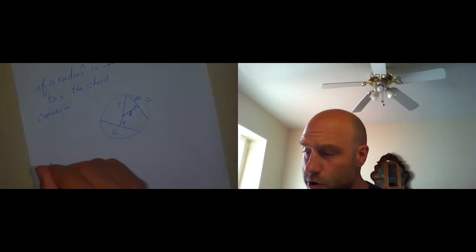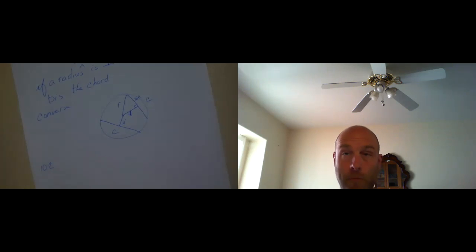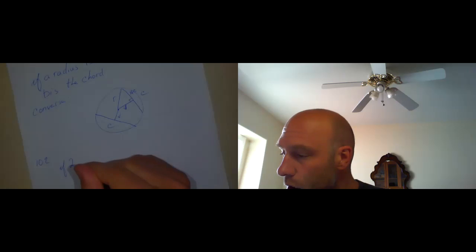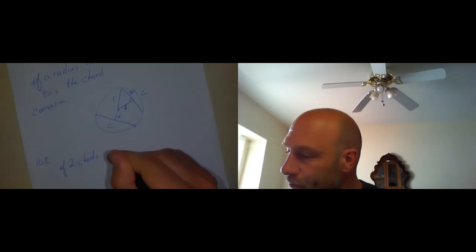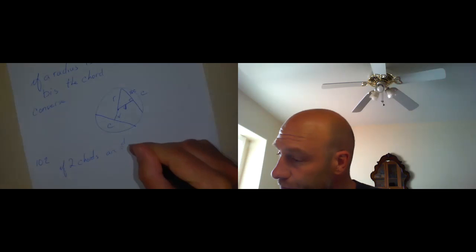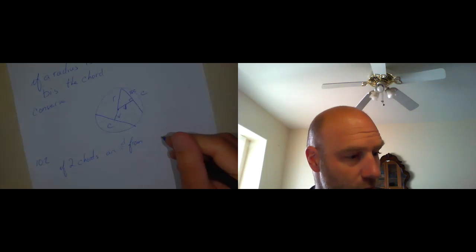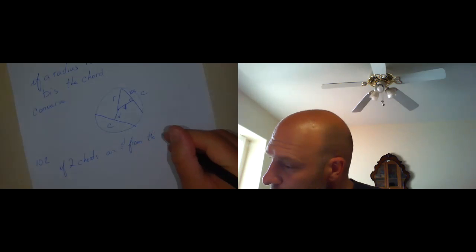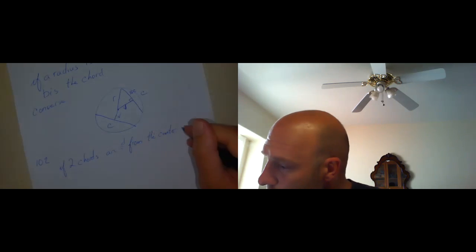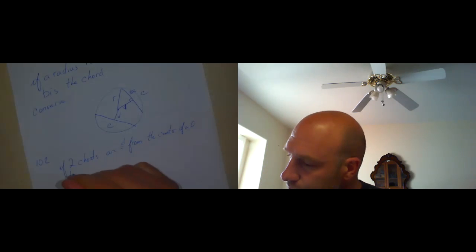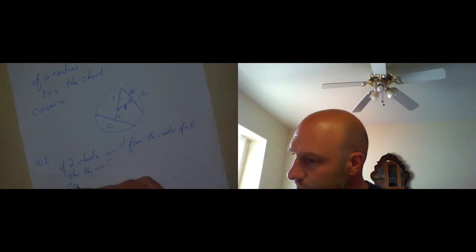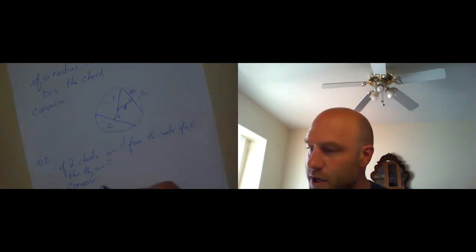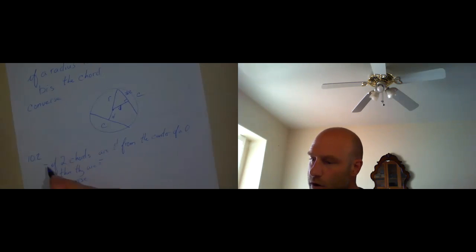And that brings us to 10.2 and the 2 theorems there, which again are converses of one another. If 2 chords are equidistant from the center of a circle, then they are congruent. And of course, the converse, which says if two chords are congruent, then they're equidistant from the center of the circle.